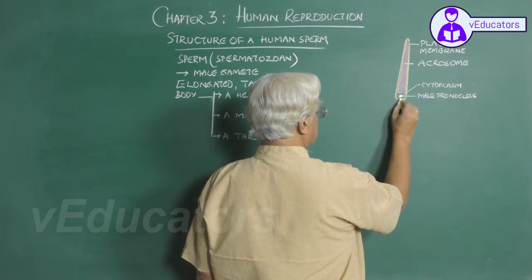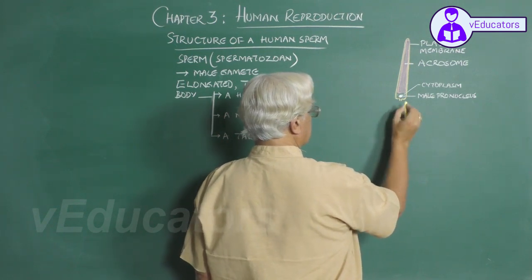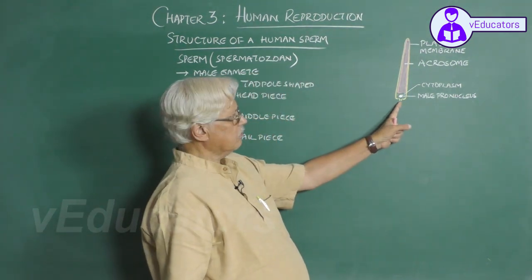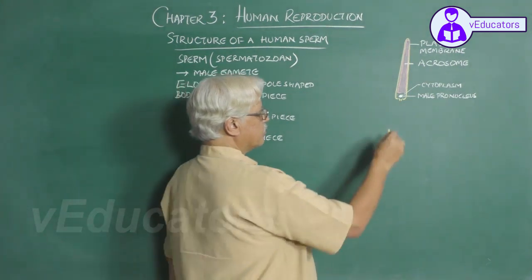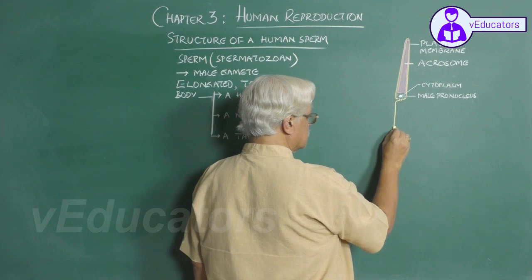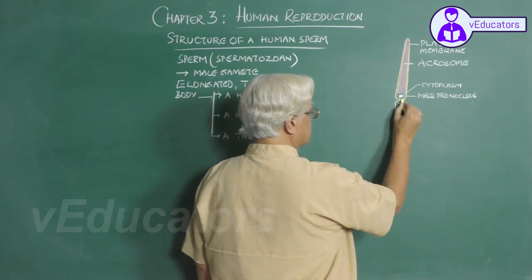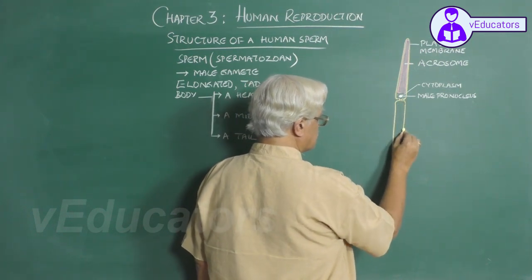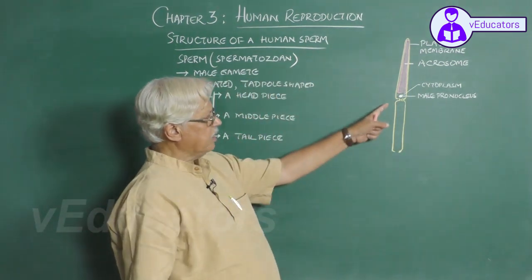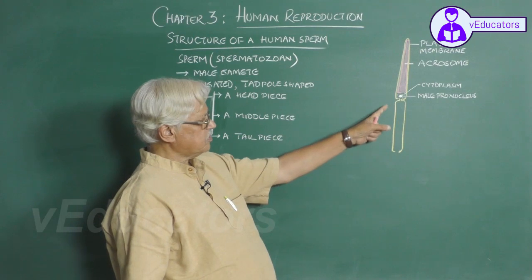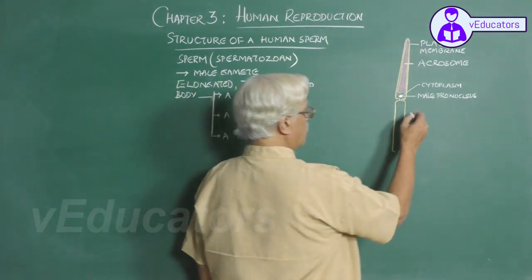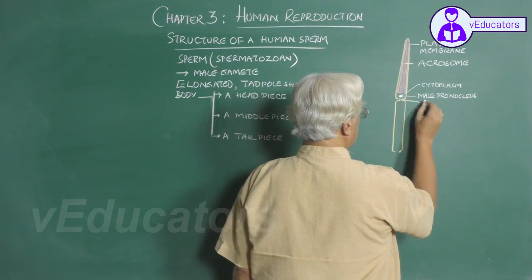Following the headpiece is a small constriction that is called neck. With the help of the neck, the headpiece is attached to the middle piece. This is the middle piece. So this constriction is called neck.